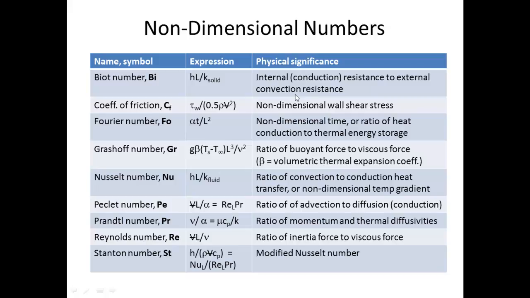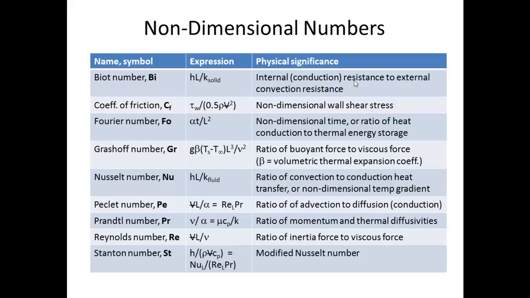So for example, if we are immersing a body in a liquid, internal to the body we have a conduction resistance, and outside the body we have a convective resistance. A comparison of these two gives us the Biot number, and the value of the Biot number is used to assess whether a system is lumped or not. If the Biot number is very small, typically below 0.1, we can say that the internal resistance is negligible compared to the external resistance. That also means that the temperature distribution within the body will be uniform.